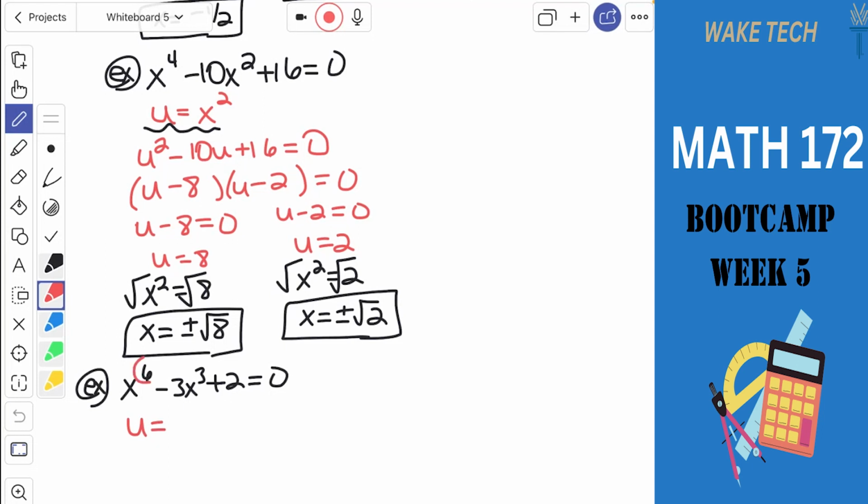Remember, what we do is divide that first exponent by 2. The 6 becomes a 3. So the substitution is going to be x to the 3rd. I'll give you a second to try making that substitution and then factoring, and ultimately unsubstituting it to solve for x. Because don't forget, we always have to unsubstitute.